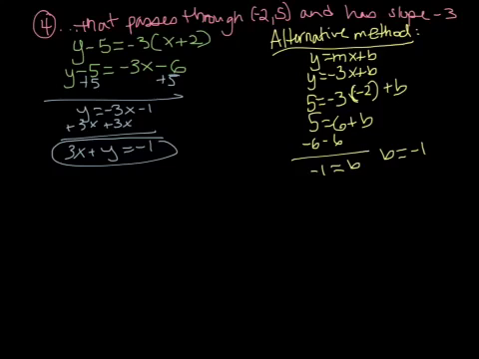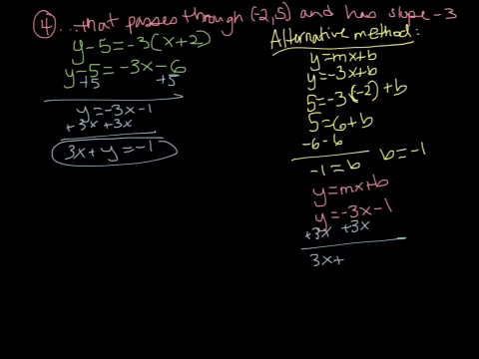So now, unfortunately, I'm not done. I need to go back to my original y equals mx plus b, my original slope-intercept equation, and plug in those numbers. So once I get that, then I'm going to move over the 3x to the other side. I end up getting the same thing, 3x plus y equals negative 1.